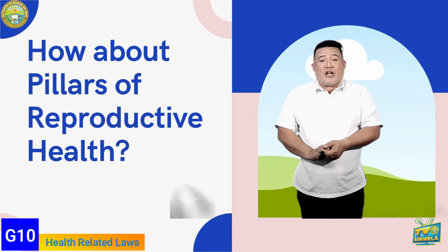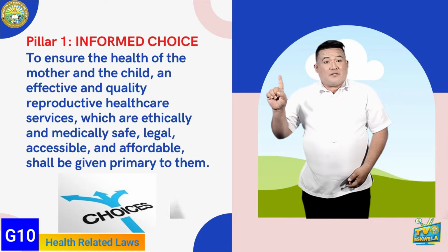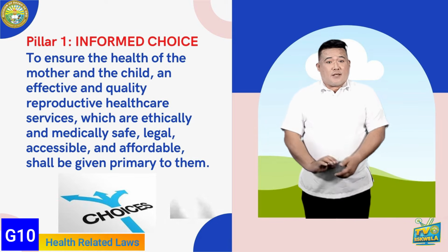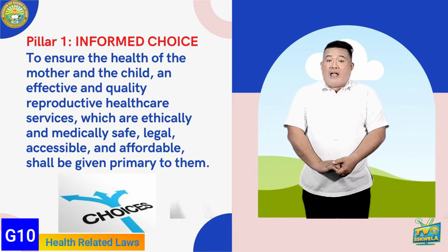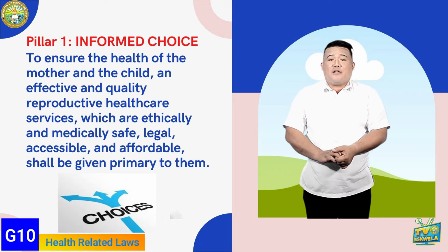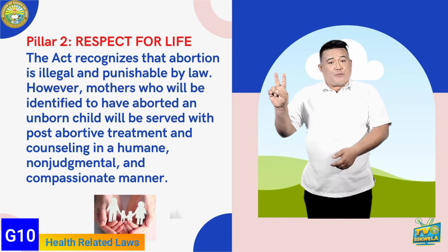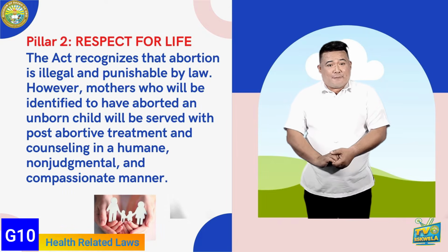How about the pillars of reproductive health? Pillar 1. Informed choice. To ensure the health of the mother and the child, effective and quality reproductive health care services which are ethically and medically safe, legal, accessible, and affordable shall be given primary importance. Pillar 2. Respect for life.